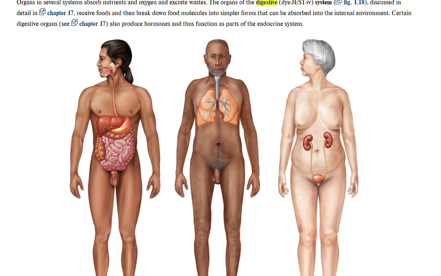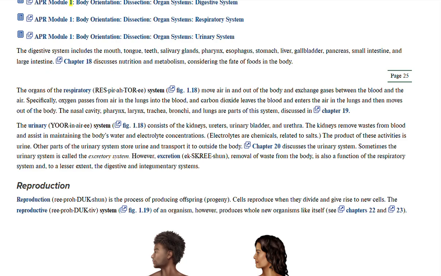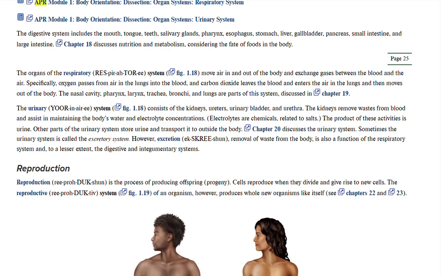The organs of the digestive system, figure 1.18, discussed in detail in Chapter 17, receive foods and then break down food molecules into simpler forms that can be absorbed into the internal environment. Certain digestive organs, see Chapter 17, also produce hormones and thus function as parts of the endocrine system. APR Module 1, Body Orientation, Dissection, Organ Systems, Digestive System.